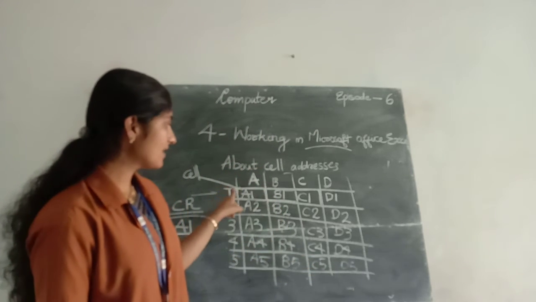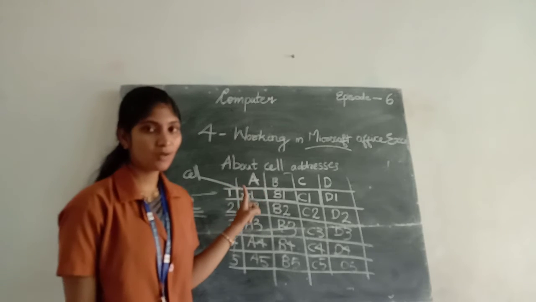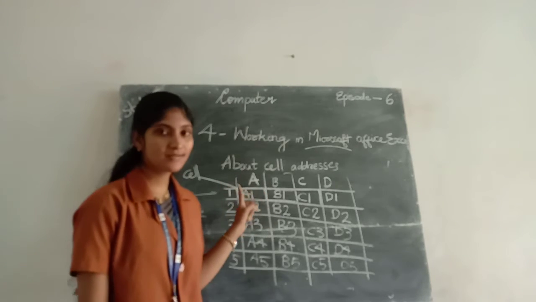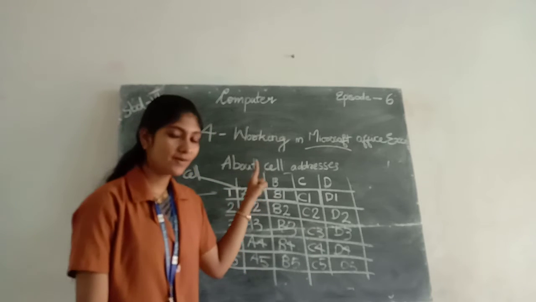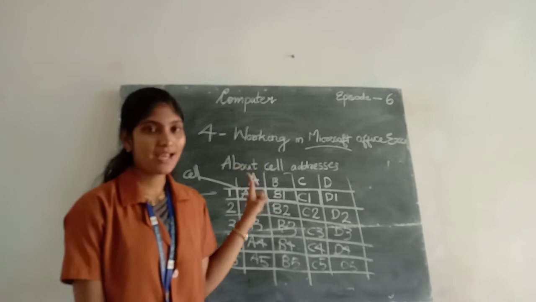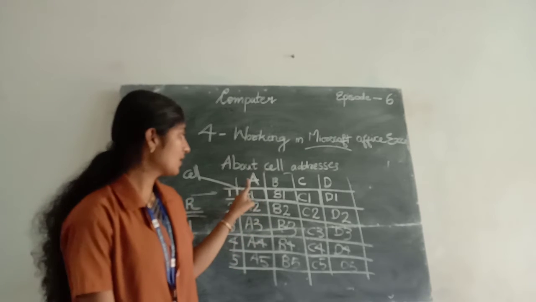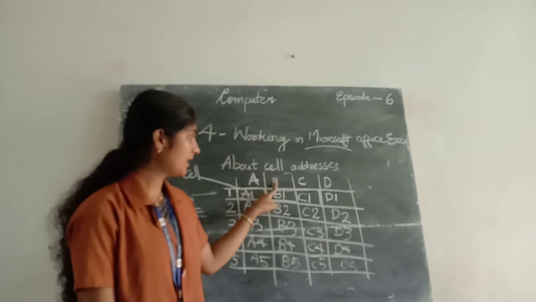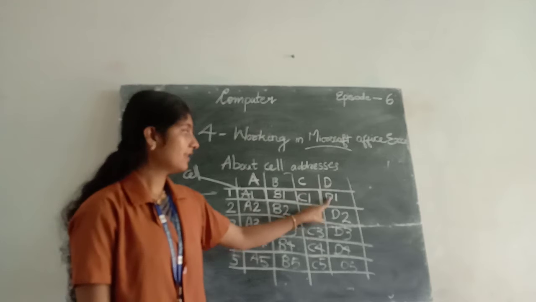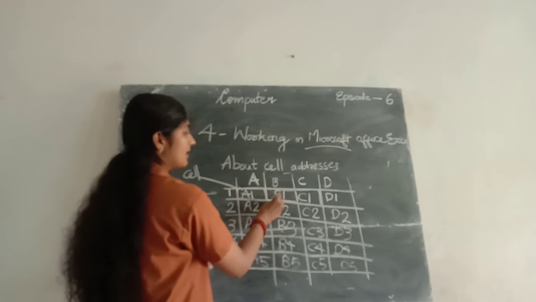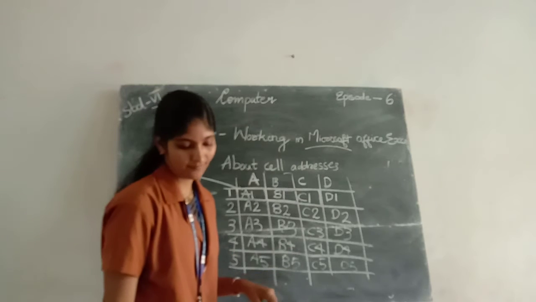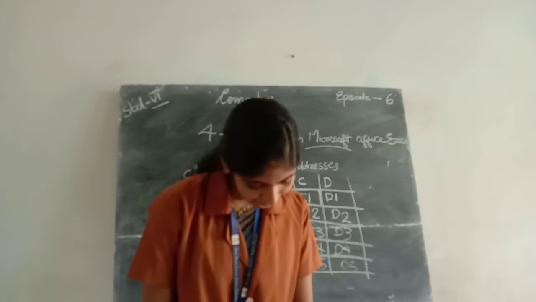So cell means each rectangular block or each rectangular box is considered as a cell, and the cell address means write first column name and then second row name. So here A1, B1, C1, D1. So the cell address here is A1, here B1, C1, D1, etc.